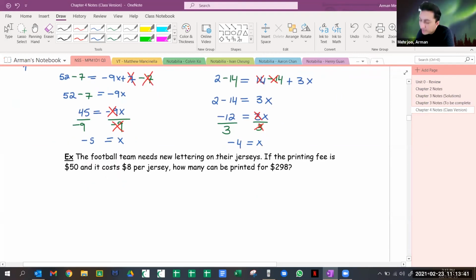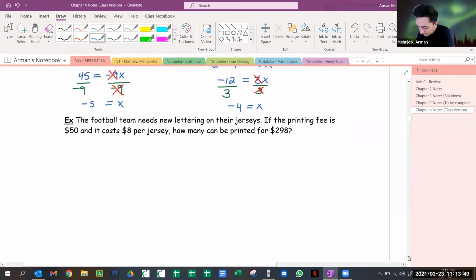The football team needs new lettering on their jerseys. If the printing fee is $50 and it costs $8 per jersey, how many can be printed for $298? Well, let's do this. Let's say let x be the number of jerseys that will be printed.